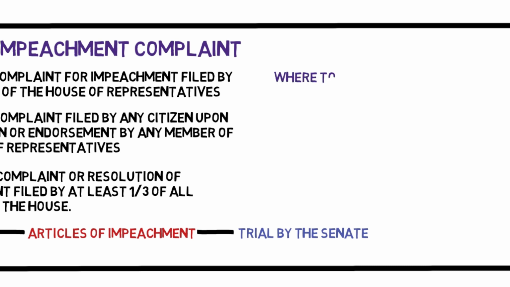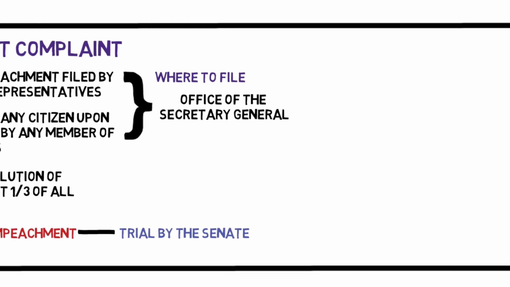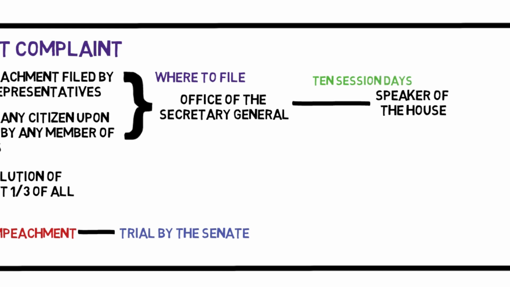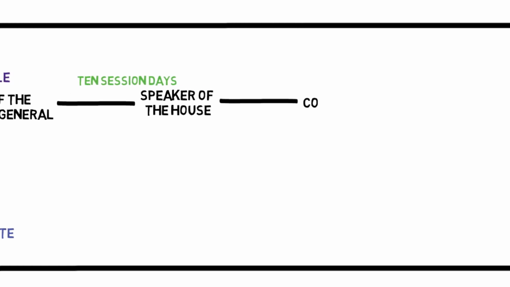Where to file impeachment complaint? A verified complaint for impeachment by a member of the House or by any citizen upon a resolution or endorsement by any member thereof shall be filed with the office of the Secretary General. Thereafter, the verified complaint shall be immediately referred to the Speaker of the House. The Speaker shall have it included in the order of business within 10 session days from receipt. It shall then be referred to the Committee on Justice within 3 session days thereafter.